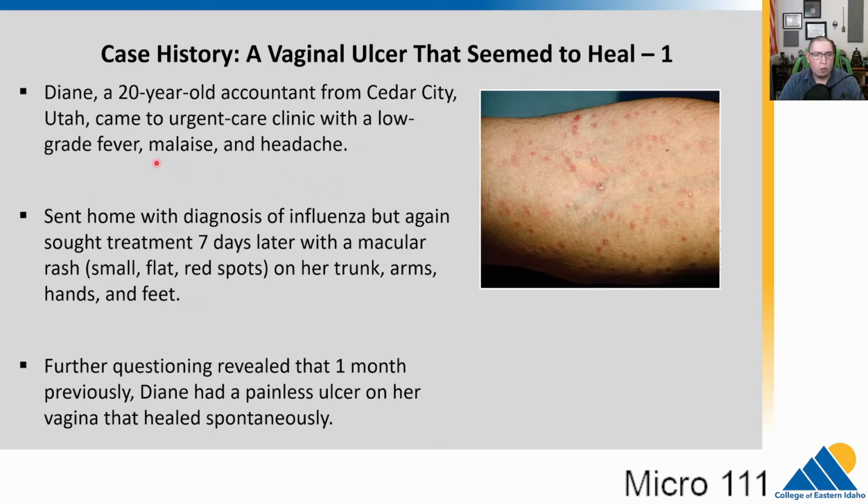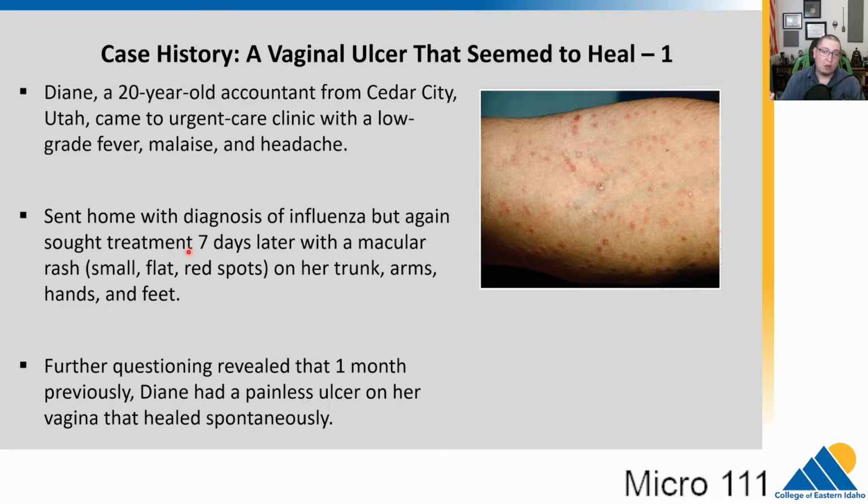We have Diane, a 20-year-old accountant from Utah, who goes to the urgent clinic with a low-grade fever, malaise, which is just feeling bad, and a headache. She's sent home with a diagnosis of influenza, right? That is commonly what causes this. But she goes back 7 days later when this macular rash, which is small red flat spots on her torso, her arms, her hands, and her feet, starts to show up.